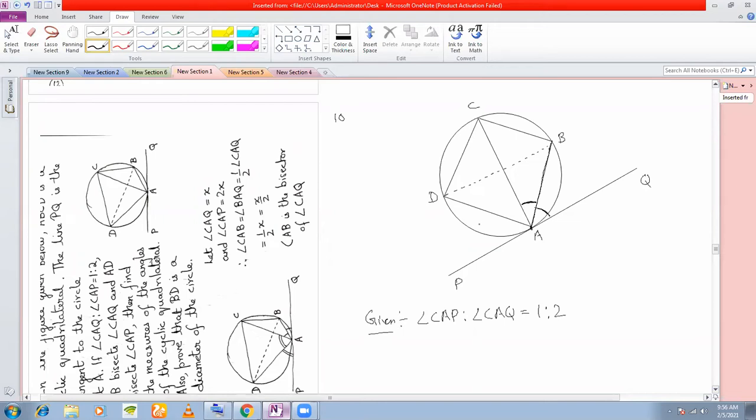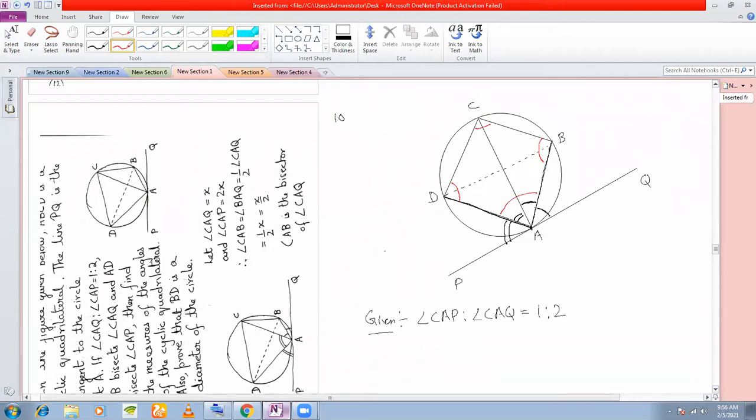Also, AD bisects angle CAP. So this line here bisects CAP. That means this angle must be equal to this angle. The question is: find the measures of all the angles of the cyclic quadrilateral. That means you will have to find all the angles of this quadrilateral, this angle, this angle, this angle, and this entire angle.